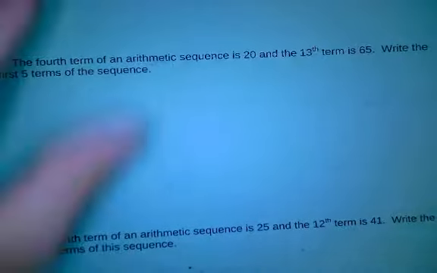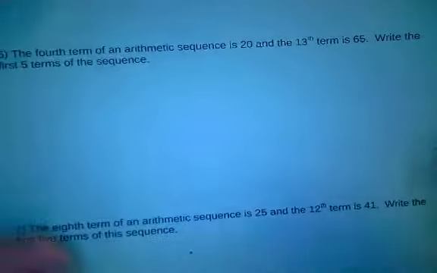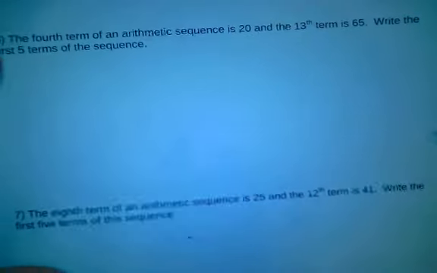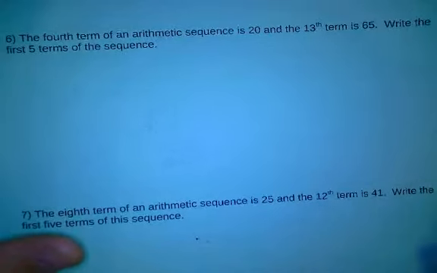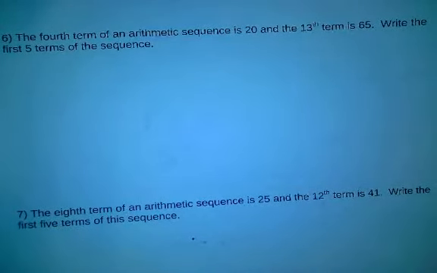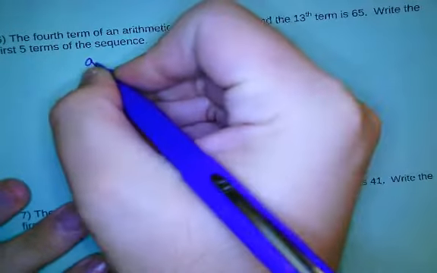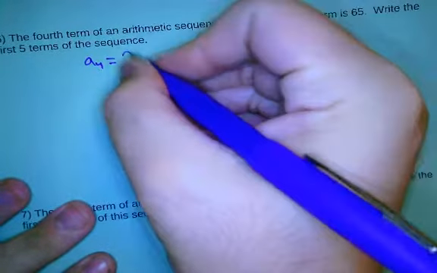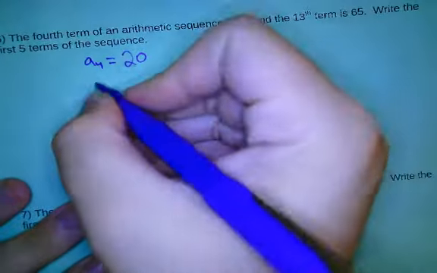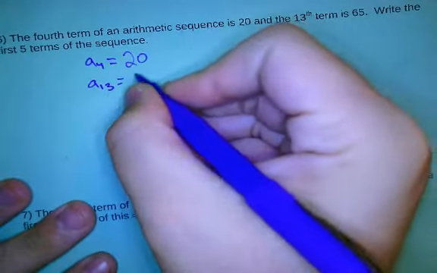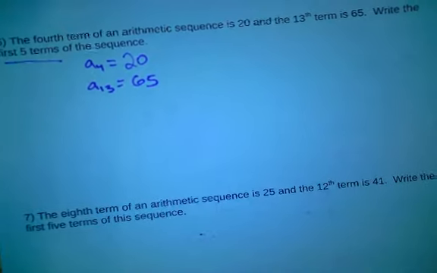Let's go and do 6. Zoom out a little bit more so you can see everything. Can you see that back there? Sure? Okay, I'll take that. So the fourth term is 20. So A sub 4 equals 20. 13th term equals 65. Write the first 5 terms.